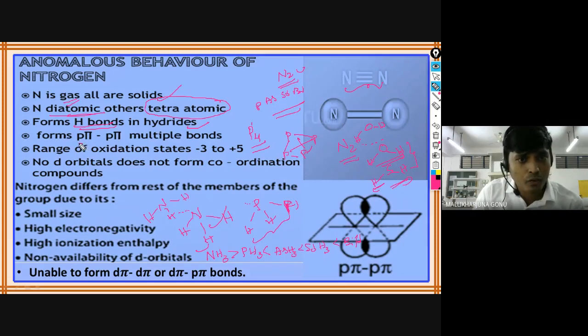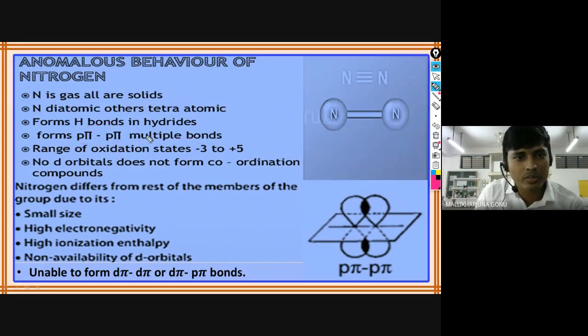Next, forms p-pi multiple bonds. Which one? Nitrogen forms the p-pi multiple bonds. Here you can see nitrogen can form pi bonds. These two are pi bonds, right? One sigma bond, this one is the sigma bond, and these two are the pi bonds, which are p. Nitrogen has only p orbitals, so it forms only p-pi bonds.